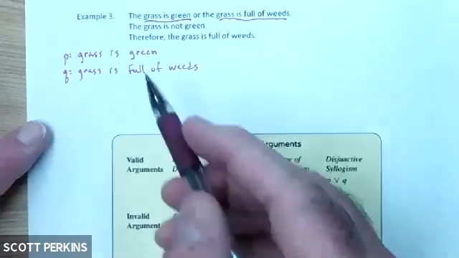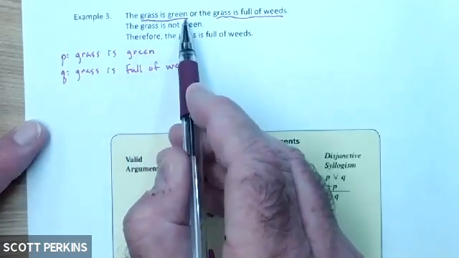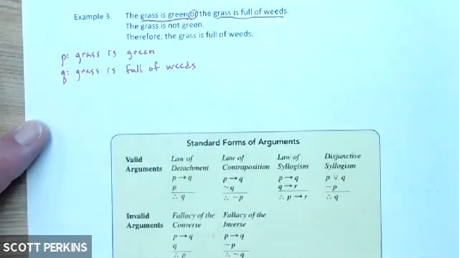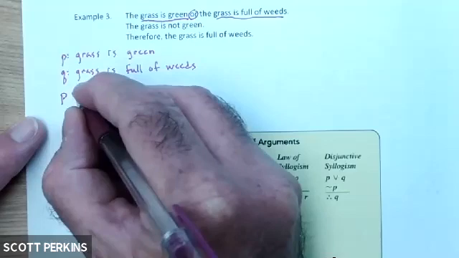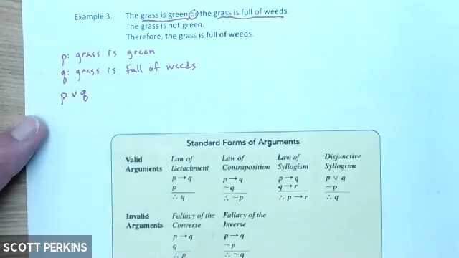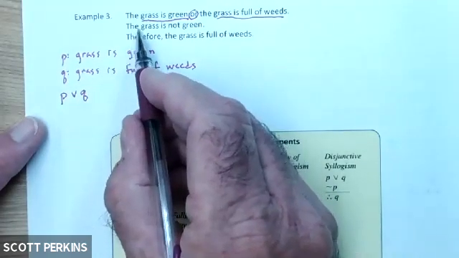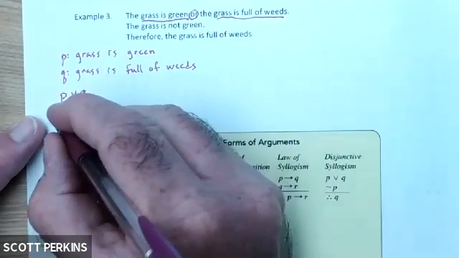Okay, so now the first statement is the grass is green or the grass is full of weeds. So that first premise is P or Q. The second premise is the grass is not green. So that is squiggly P.